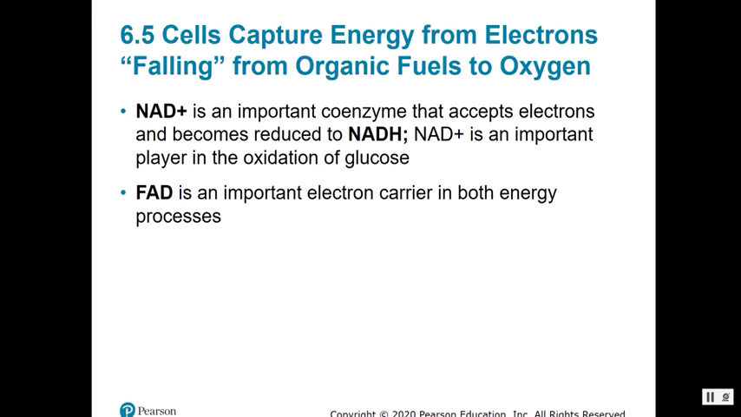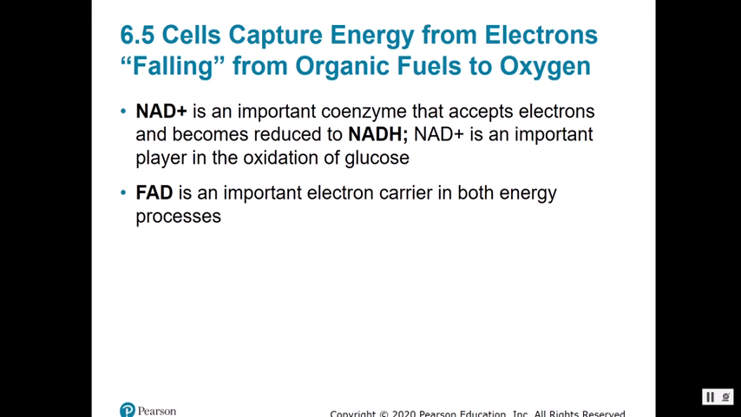Okay, now, again, NAD, if you look at number 5 objective, it describes the general roles of NAD and FAD in cell respiration. Well, they're both really important electron carriers. NAD is an important coenzyme. It accepts electrons and becomes reduced to NADH. It's a really important player when we're oxidizing glucose. And again, oxidizing means we're giving off electrons. And then when NAD accepts those, which is reduction, it becomes NADH.